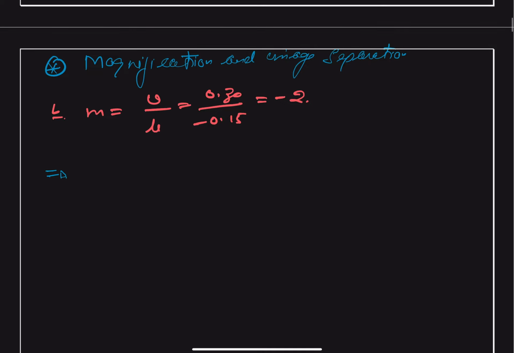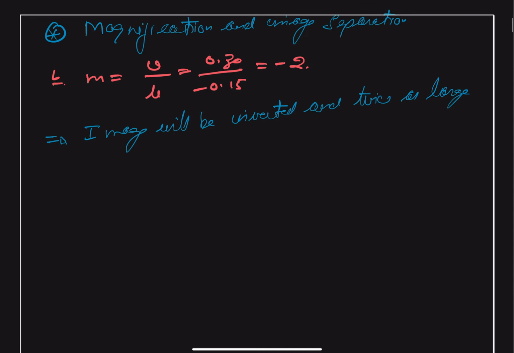So therefore we can say that the image will be inverted and twice as large as the object.